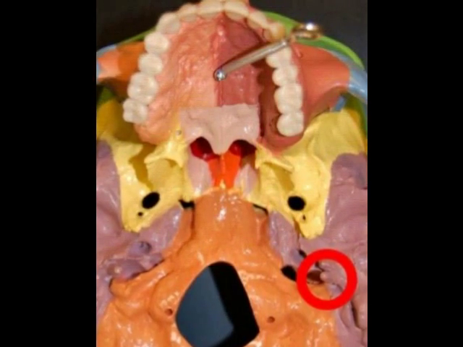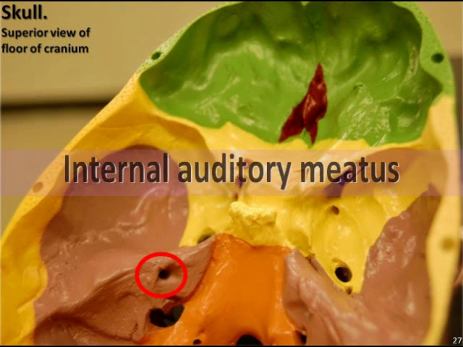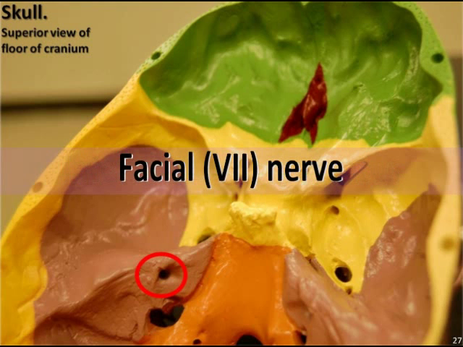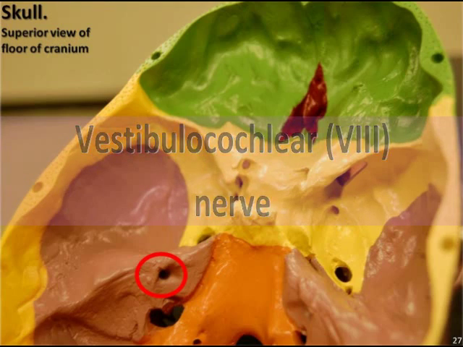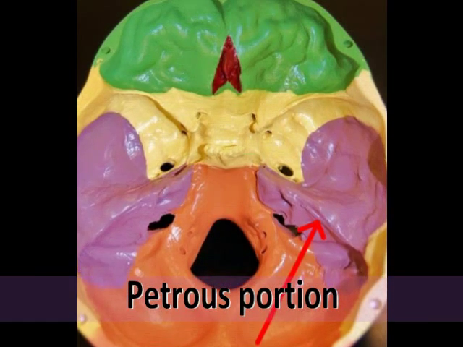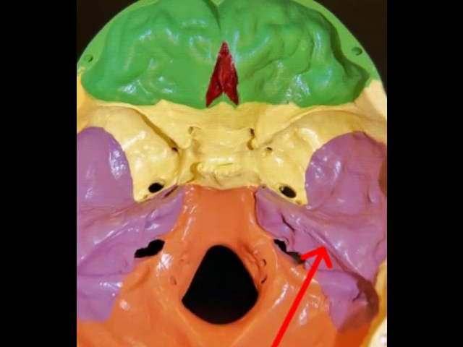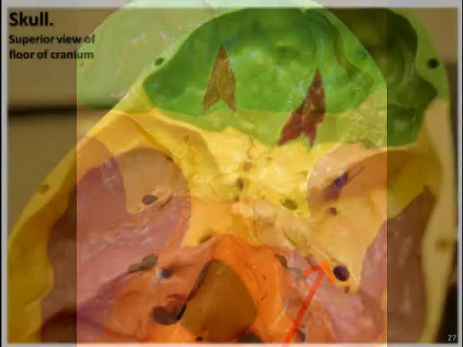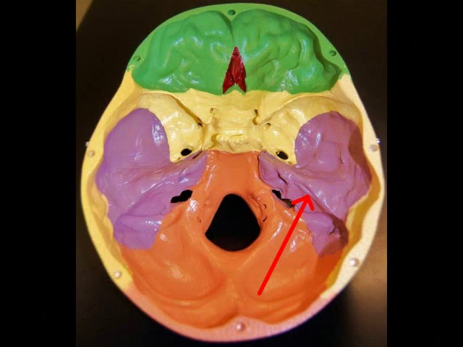If we look at the floor of the cranial cavity, we can find another opening called the internal auditory meatus. This opening allows the passage of the facial nerve, cranial nerve 7, and the vestibulocochlear nerve, cranial nerve 8. The petrous portion is the strong, triangular, rocky ridge located at the floor of the cranial cavity between the sphenoid and occipital bones. This is the area of the temporal bone that contains both the internal and middle ear.